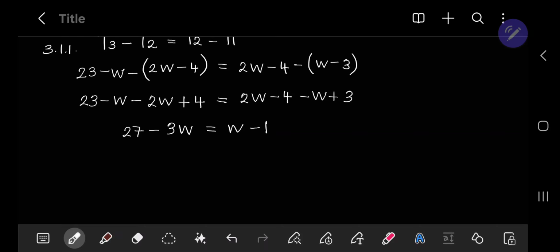Now, since we're trying to solve for w, we want to make w the subject, so let's try to get all of the w's alone on one side. I'm going to choose to take this negative 3w to the right so that it can add onto the w to give us 4w. Let's take that negative 1 over to the left. It is going to add, and we've got 27 plus 1, which gives you 28. To get w alone, we are going to divide throughout by 4, and we end up with w is equal to 7.